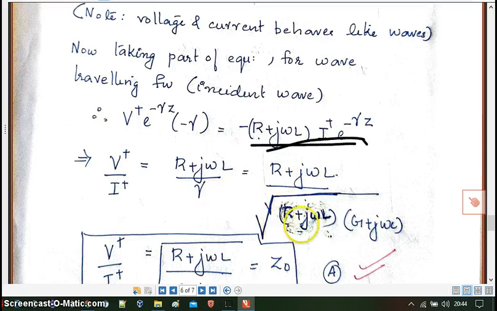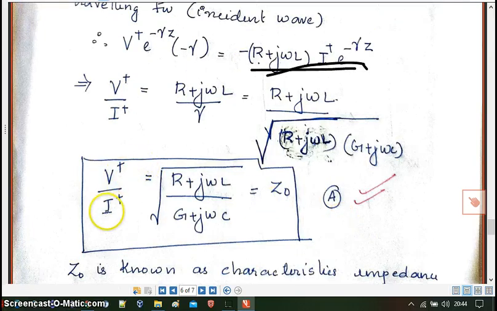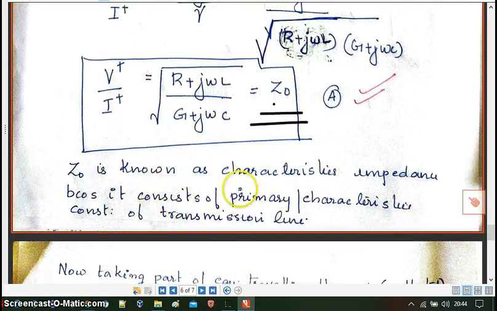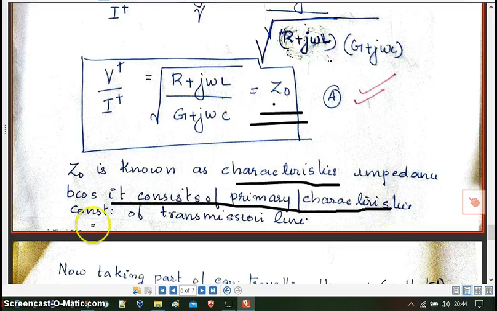Then you know what gamma is. Gamma is equal to the square root of (R plus j omega L) into (G plus j omega C), that you will substitute here. And finally you will get V plus by I plus is equal to the square root of (R plus j omega L) by (G plus j omega C), which is equal to Z naught, your characteristic impedance. This is an important parameter of a transmission line, and Z naught is known as characteristic impedance because it consists of the primary or characteristic constants of the transmission line. You know this R, L, G and C are said to be the primary, or in other words characteristic, constants of the transmission line. That is why this Z naught is called characteristic impedance.